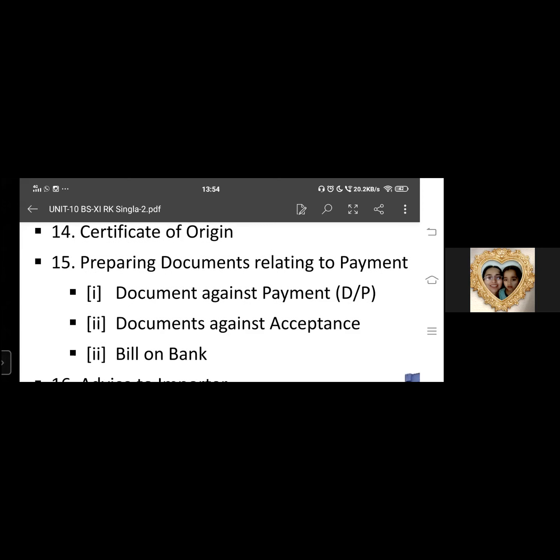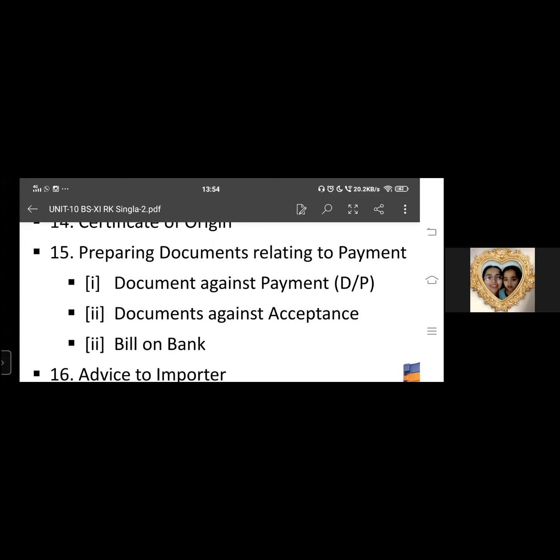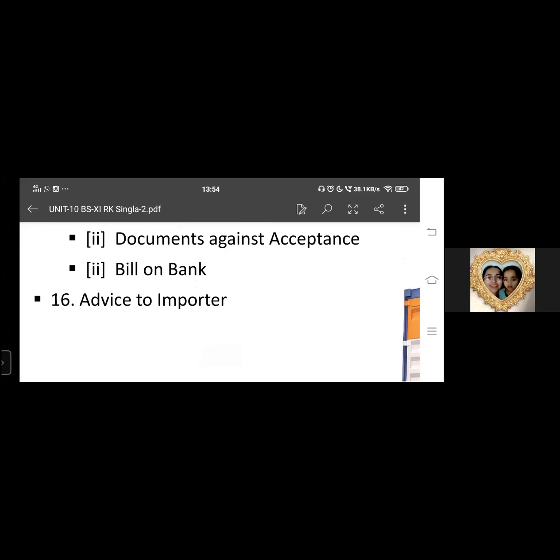Okay, next, last point is 16th point, advice to importer. After completing all the formalities, the importer is informed about the name of the bank where documents have been sent. अब जहां पर भी इसको एक्सपोर्टर को सारे डॉक्यूमेंट सेंड करने हैं, इंपोर्टर से नाम पूछा जाएगा. So it is not necessary that the documents should be sent to the bank only. ऐसा कोई ज्यादा जरूरी नहीं है. If there is no problem regarding the payment, अगर payment से related कोई issue नहीं है, तो directly importer को भी सारे documents send किए जा सकते हैं.